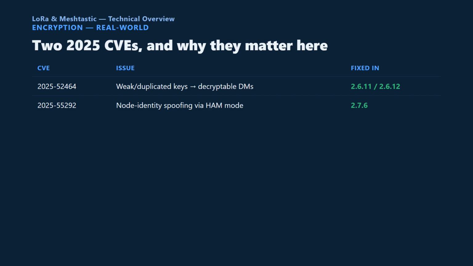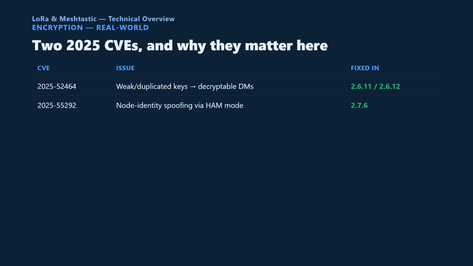And those trade-offs are not theoretical. Two real vulnerabilities landed in 2025. CVE-2025-52464: firmware 2.5.20 through 2.6.1 had a combination of some vendors' flashing procedures producing duplicated Curve25519 key pairs across multiple physical devices, plus keys generated before the random number generator had enough entropy, letting an attacker with a list of known weak keys decrypt direct messages. Fixed in 2.6.1 and 2.6.12.